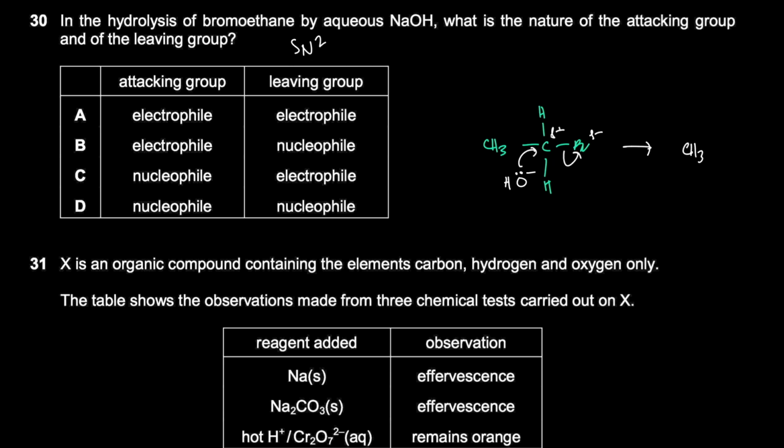We end up with ethanol as our product, CH3CH2OH, and we get Br minus, right? So Br minus is your leaving group, which is a nucleophile. Okay, it's a nucleophile because it has a lone pair, so it's a lone pair donor. And the attacking group is the hydroxide ion, which is also a nucleophile, right? A nucleophile is a species that donates a lone pair of electrons. So Br minus is a nucleophile and OH minus is also a nucleophile. So the answer is D.